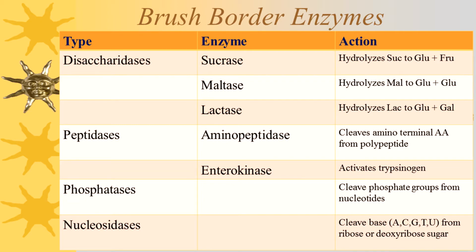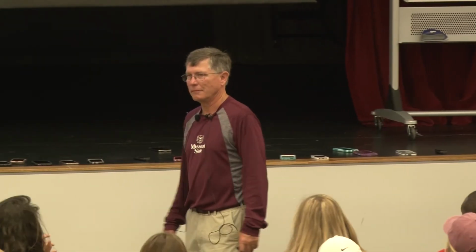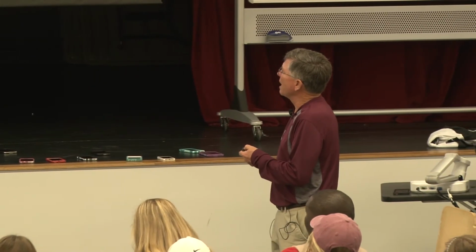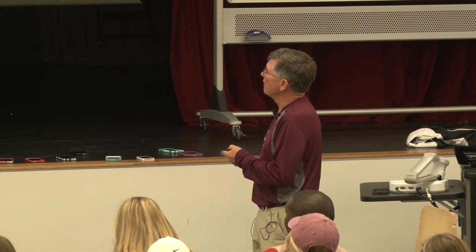Then we have a peptidase, aminopeptidase, and this name is actually fairly descriptive, fortunately. It cleaves the amino acid on the amino terminal of a polypeptide. So what would the products of that reaction be? Again, broadly, it would be a single amino acid and a polypeptide that's one amino acid shorter than it used to be.